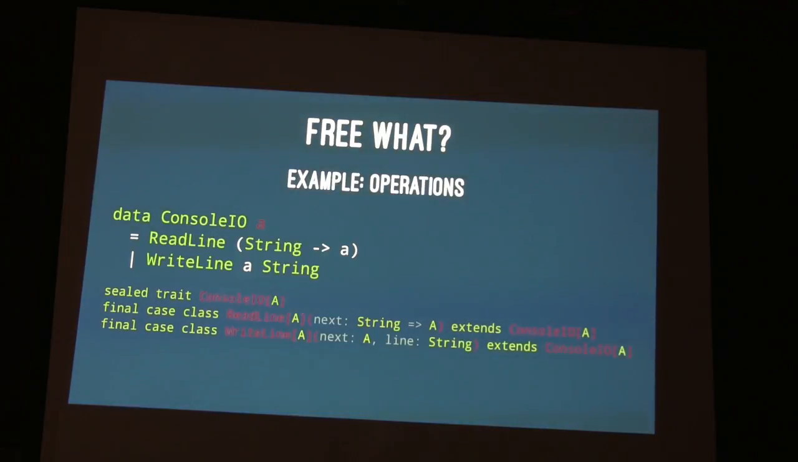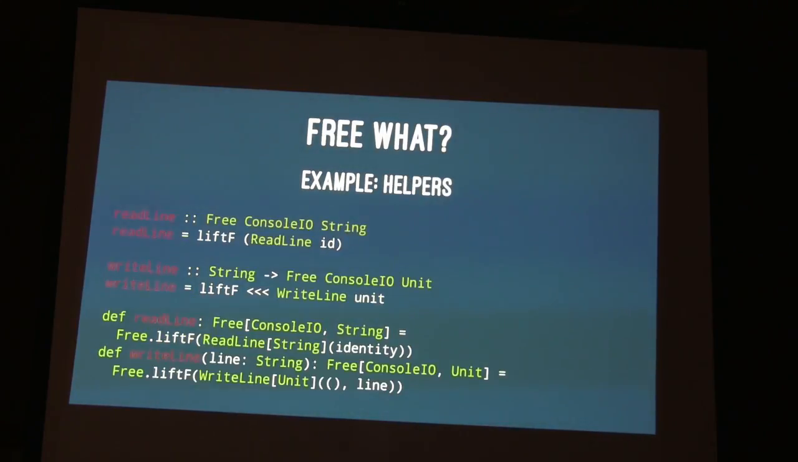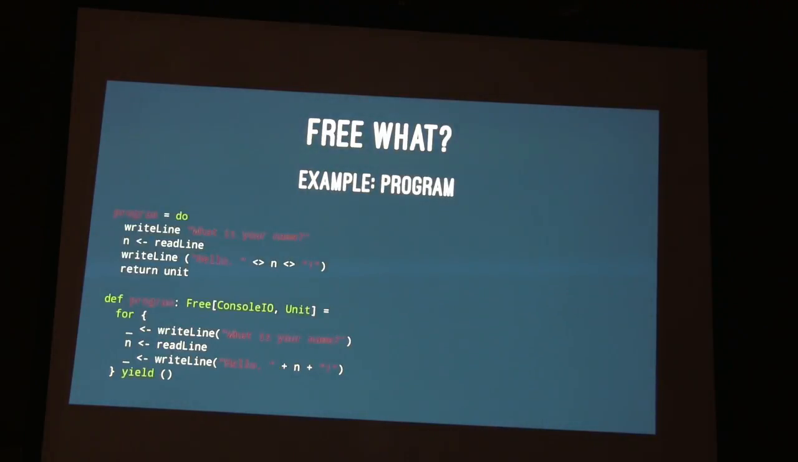And here's how we use it to reconstruct our preceding example. We define ConsoleIO, which can either be a functor or, with more sophisticated free monads, it doesn't even have to be a functor, it just has to be of kind star to star, a type constructor that accepts one type and returns one type. And then we can define little helper functions to lift our individual F of A's into a Free F of A for reading and writing lines. And then finally we can write whole programs in this.